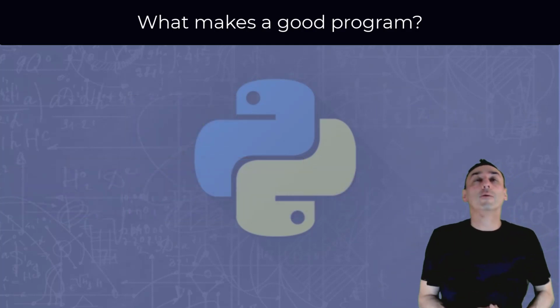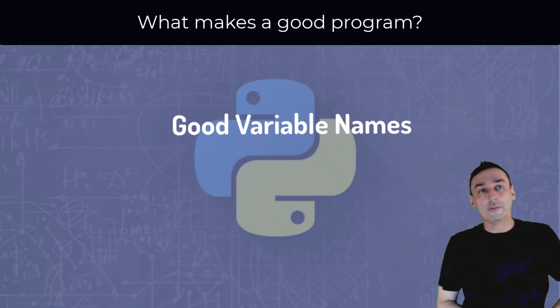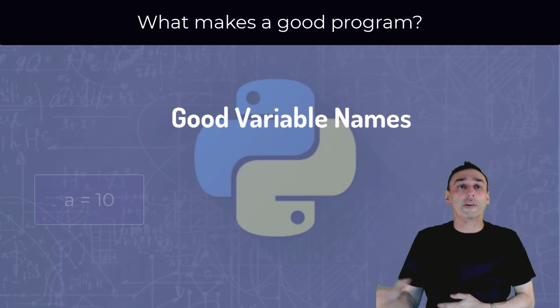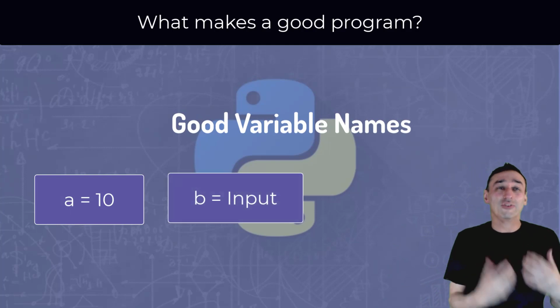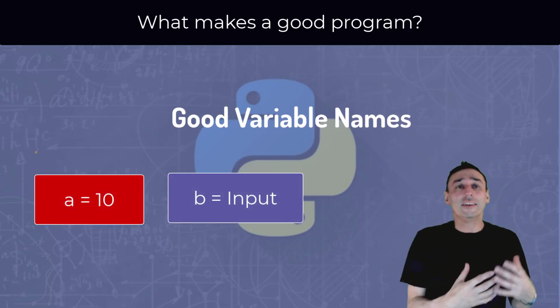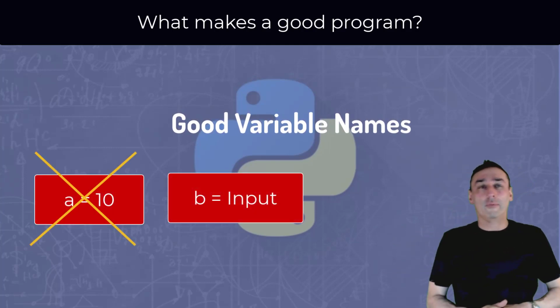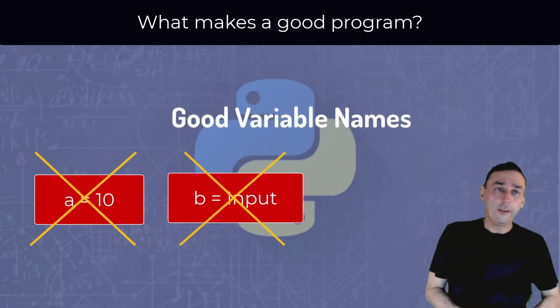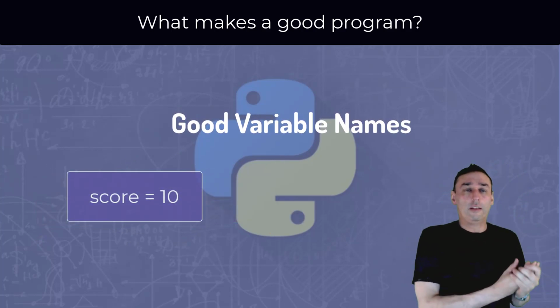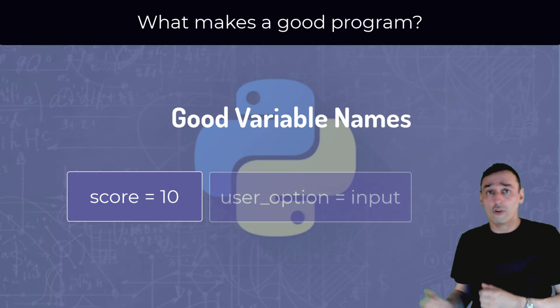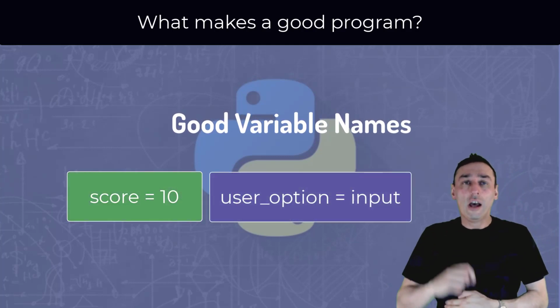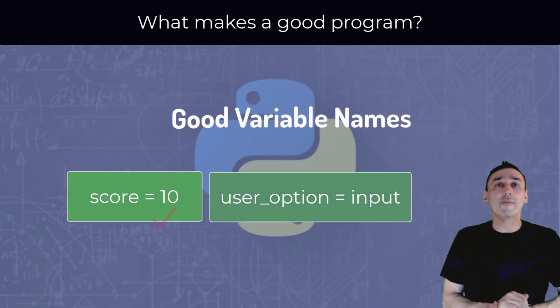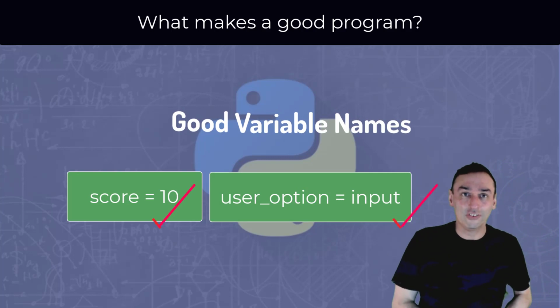Another very important point is good variable names. Now variable names should tell you what they are doing and what they mean. So a equals 10 is not a good variable name. I, b equals input, this isn't a very good variable name. However, if we created a variable called score and a variable called user option, this tells us a lot more about what the variable's about. So these are a big tick, as you can see.